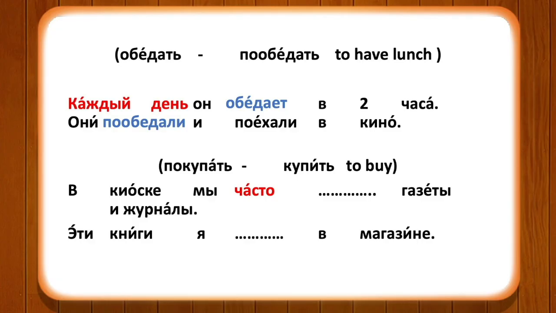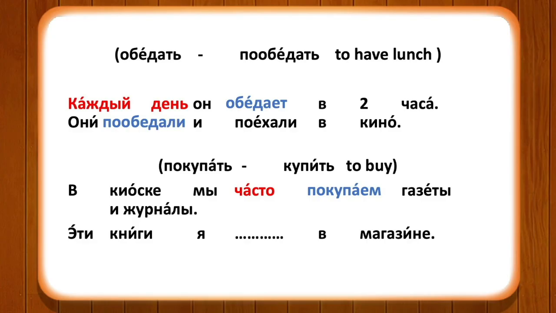So again, the use of the adverb часто, which means often, indicates a habitual, a regular action, which will be denoted by the use of imperfective aspect. So the verb покупать will be used here in this sentence, and it will be conjugated according to the subject or the pronoun мы. В киоске мы часто покупаем газеты и журналы.